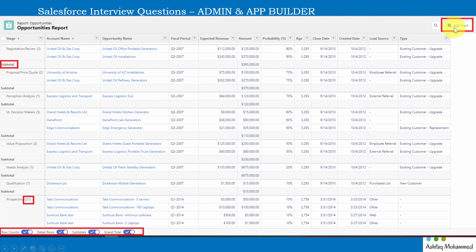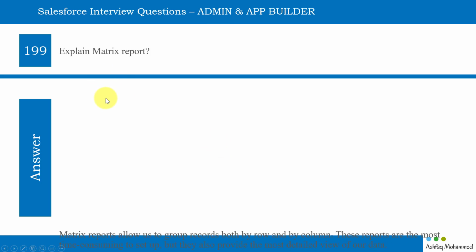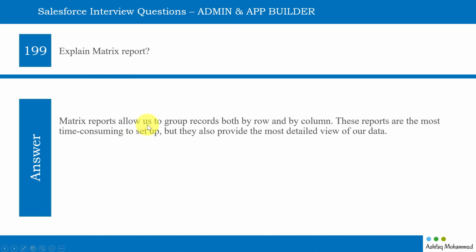Okay, there is one button over here, add chart. I'll explain this. Just keep an eye on this one. Okay, we'll go to a question wherein I'll explain more on add chart. This option was not there in Classic. Okay, so the next question is explain matrix report. Okay, what is a matrix report? Matrix reports allow us to group records both by rows as well as columns.